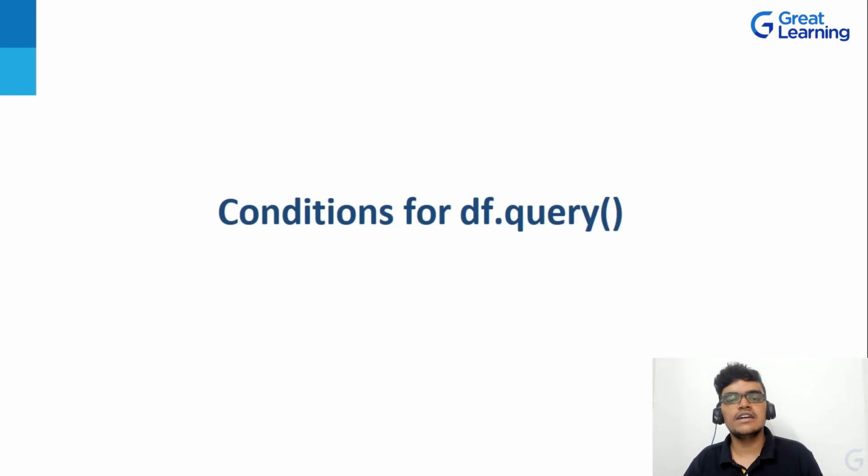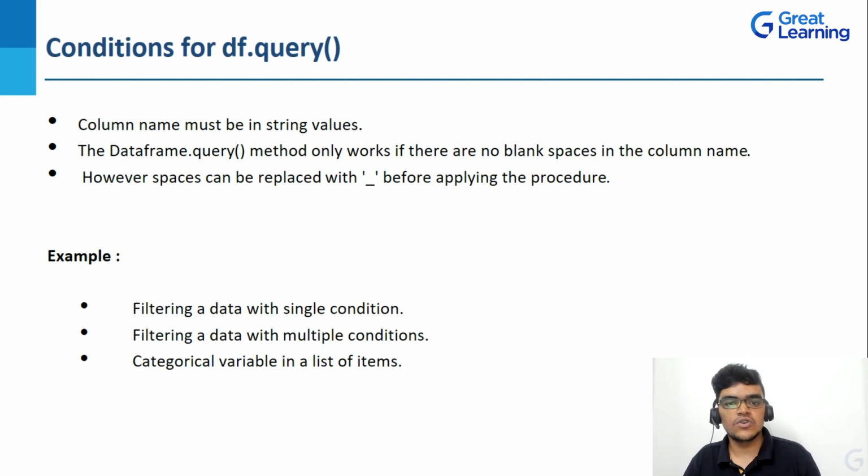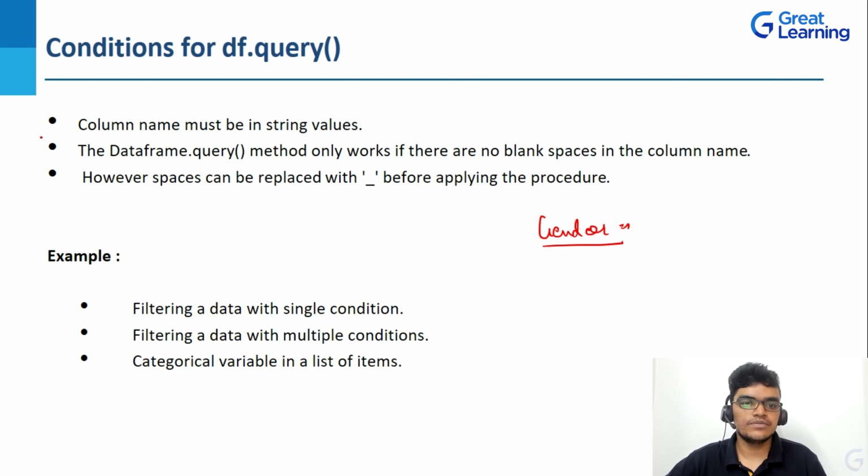Now let's see the conditions for the data frame dot query method. The first condition is that your column name must be in string values. So let's suppose I'm importing any data set, there the column name must be of string values, right? If I'm writing here, let's suppose, column name as gender, then it is in string values, right? Next condition. The data frame dot query method only works if there is no blank space in the column name.